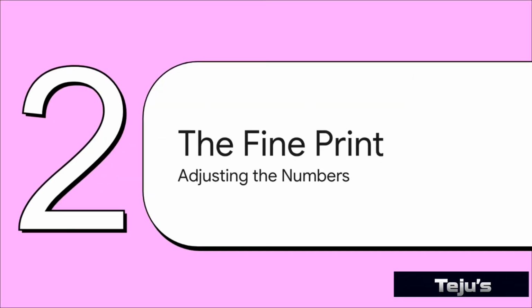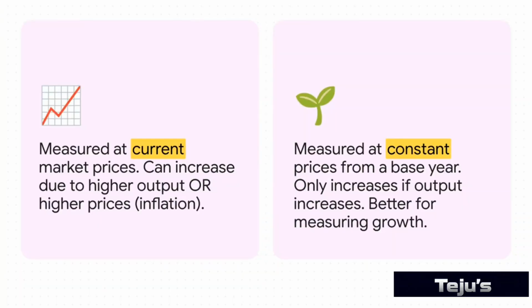But the headline GDP figure you see on the news isn't always the most useful one by itself. To really get what's going on, we have to look at the fine print and make a few really important adjustments. First up, you've got this battle between nominal and real GDP. Nominal GDP is simple. It uses today's prices. But that can be misleading. If prices go up because of inflation, nominal GDP goes up too, even if we didn't actually produce anything more.